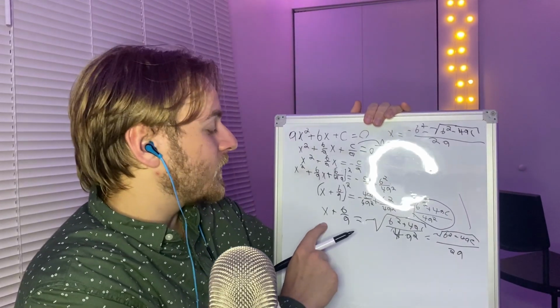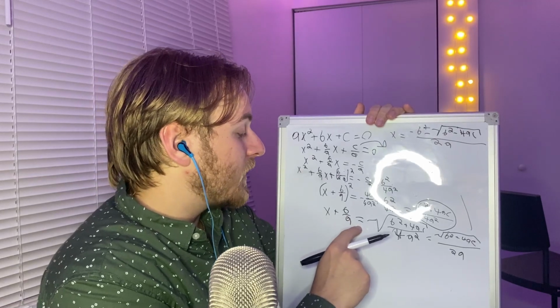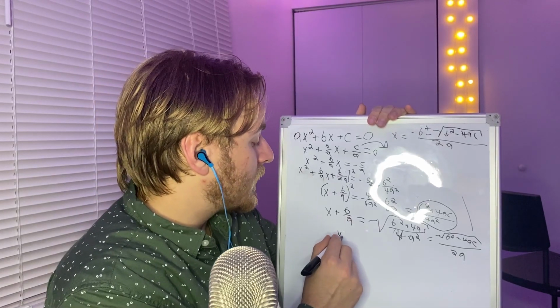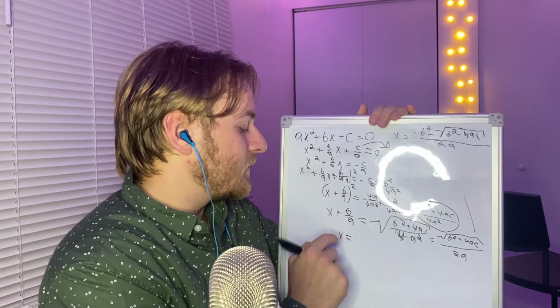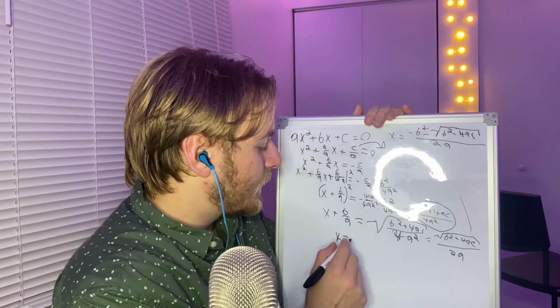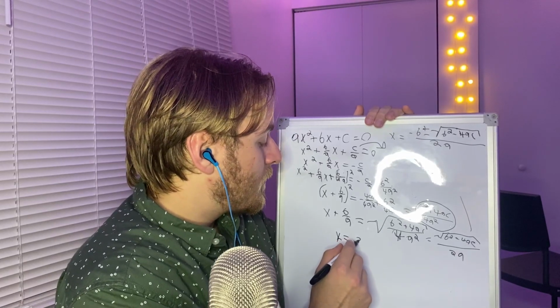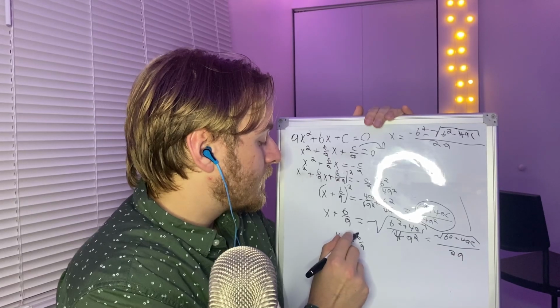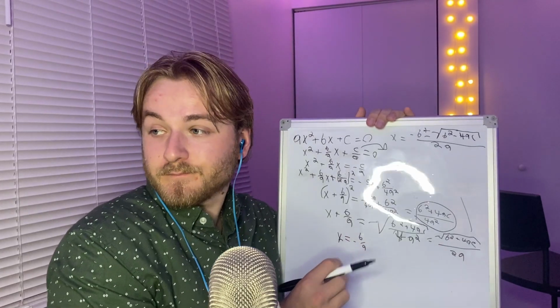And finally, this last step is we just subtract b over a from both sides. So we subtract b over a from this side, we subtract b over a from this side, so we get negative b over a, negative b over a.